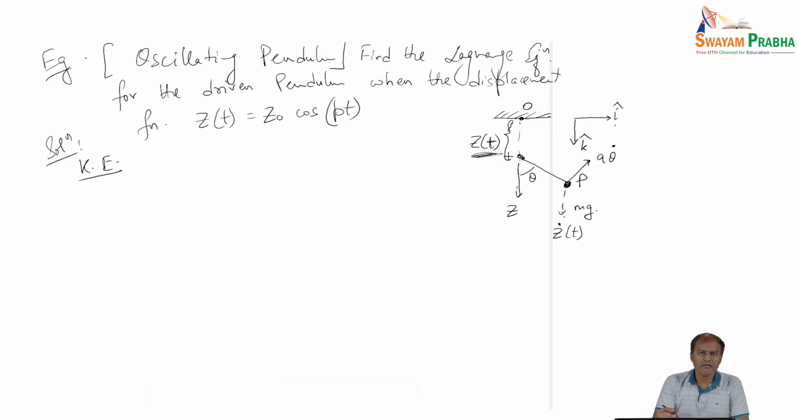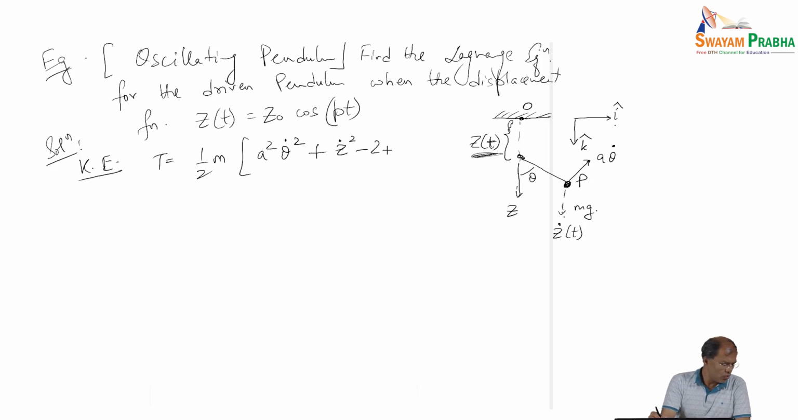So for that, let us write down the kinetic energy of the system. The kinetic energy is T equals half m times a squared theta dot squared plus z dot squared minus 2 a theta dot z dot sine theta.